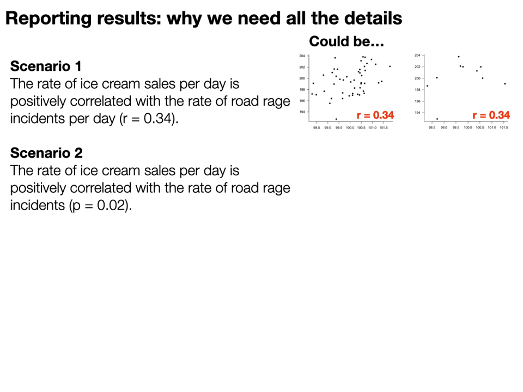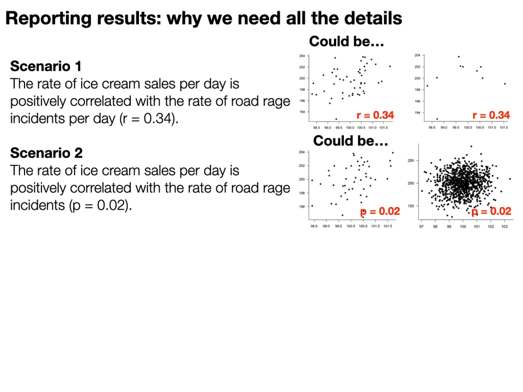Okay, here's another example. The rate of ice cream sales per day is positively correlated with the rate of road rage incidents with a p-value of 0.02. Well, again, that could mean any number of things. That could mean something like the graph on the left here, or it could mean something like the graph on the right. Both of these are consistent with what's written over on the left here. And so in this middle example, it's a much stronger correlation, the one on the left, than the one on the right, even though the p-value is the same.